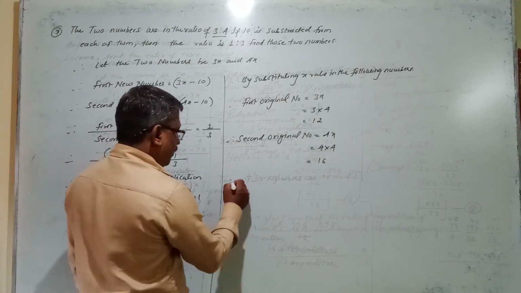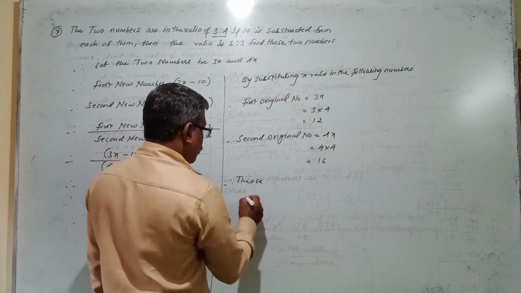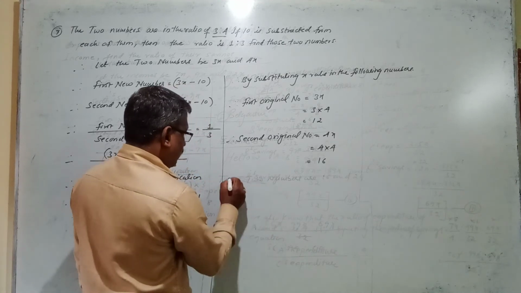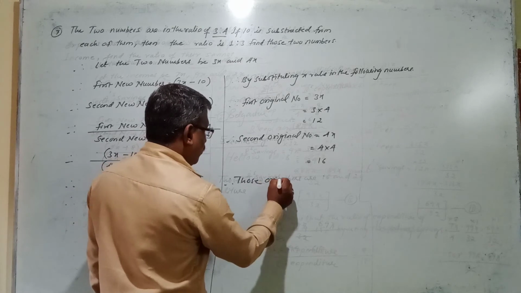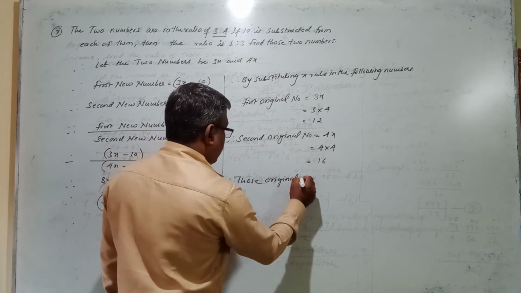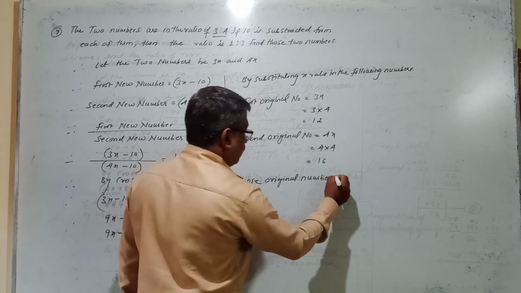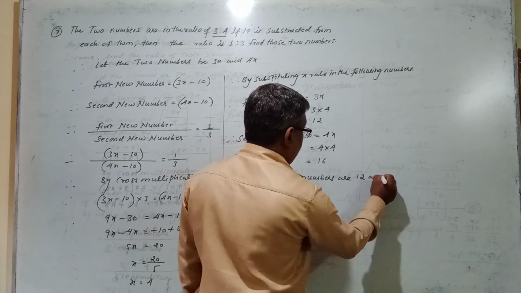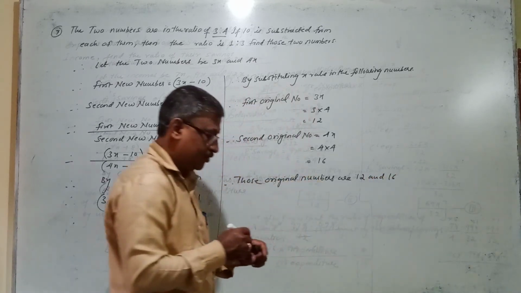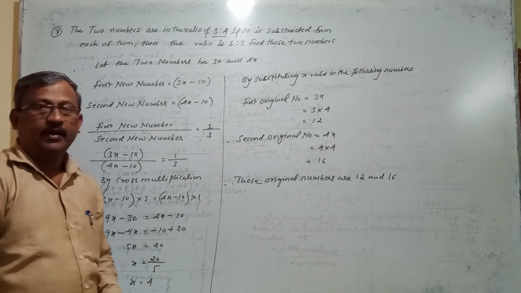So below that you write, therefore, those original numbers are 12 and 16. Yeah. So this is how you have to find those two numbers.